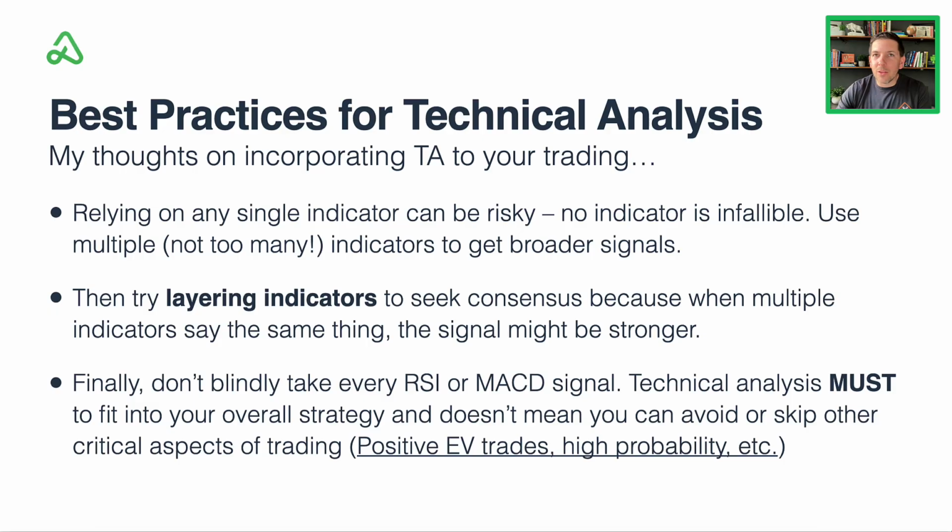Doesn't mean you can't check the other ones later, but too much is just too much. It's just analysis paralysis. You're just going to kill it by analyzing too much, right? Then try layering these indicators. And what I mean by that is using them at the same time, possibly even checking them at the same time inside of your bots.